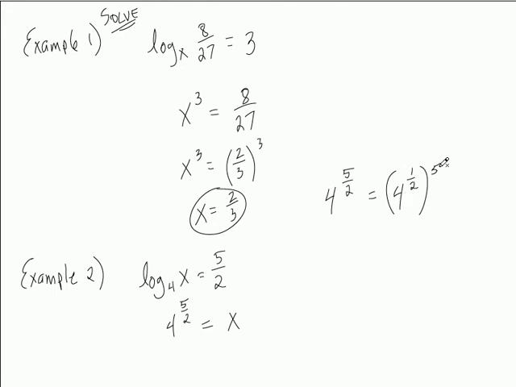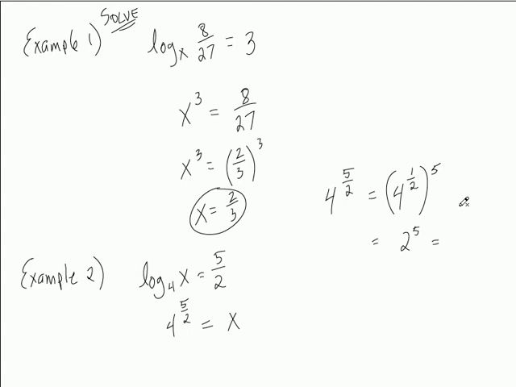4 to the 1 half to the 5th. So what is 4 to the 1 half? We just said it. 4 to the 1 half is the same thing as the square root of 4. What's the square root of 4? It's 2. So it's 2 to the 5th. Do you know what 2 to the 5th is in your head at this point? You know 2 cubed in your head. What's 2 cubed? Without even thinking about it, what's 2 cubed? 2 cubed is 8. 2 to the 4th would be?